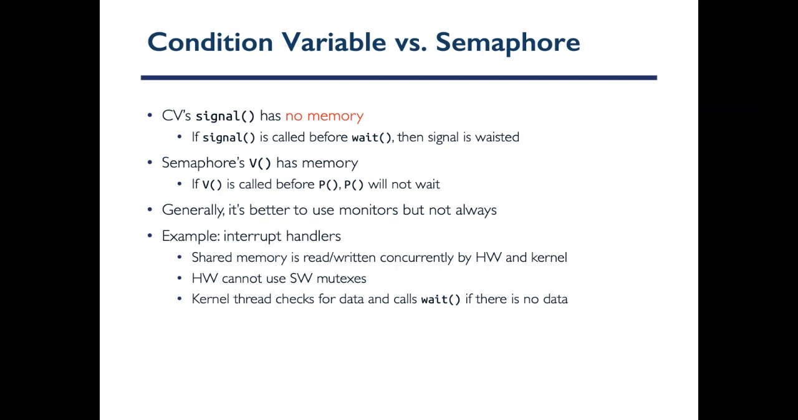Reasoning about code, Hoare is much easier to reason about what happens in your code, whereas Mesa has a lot of randomness. That was a good question.